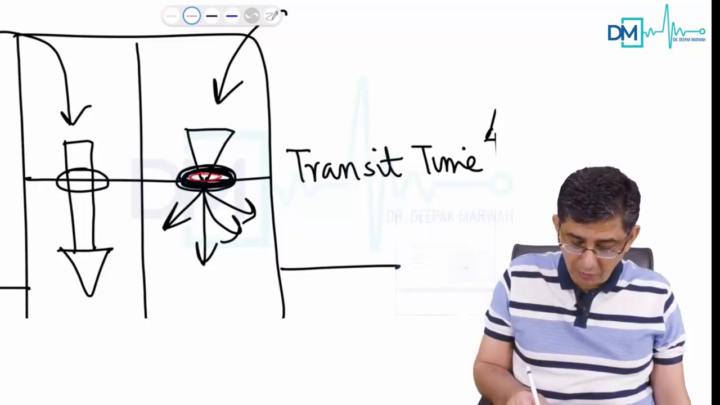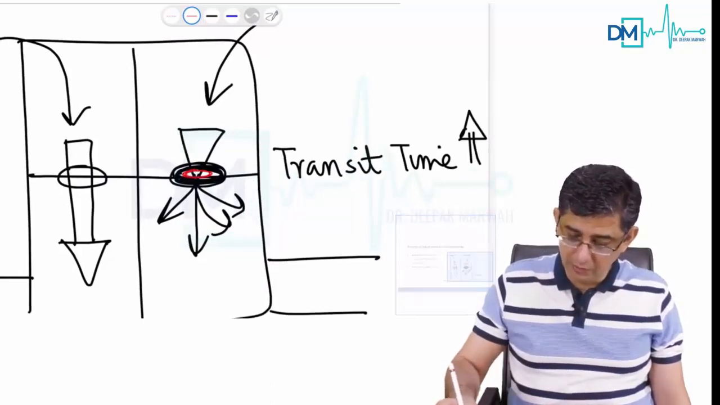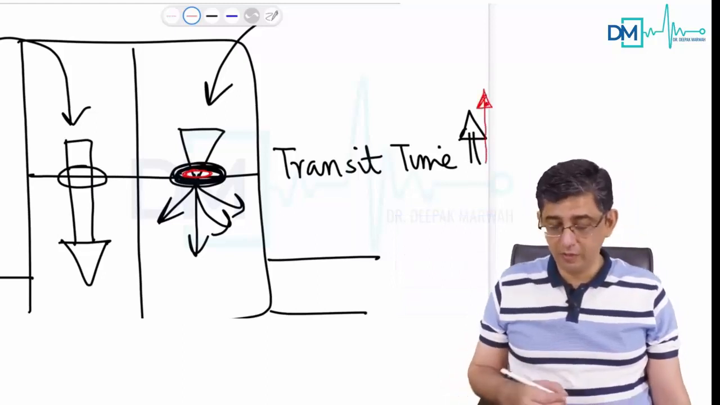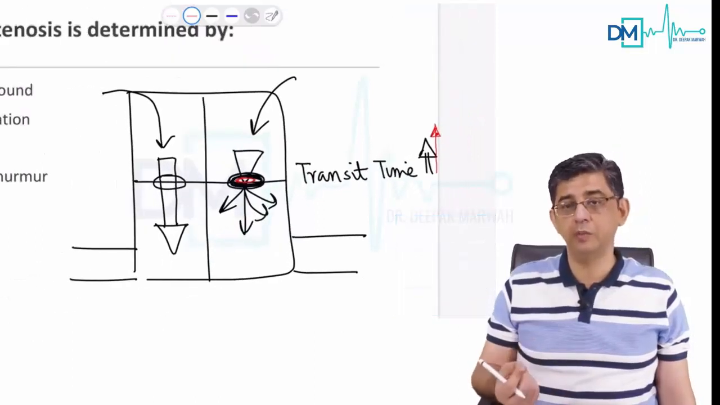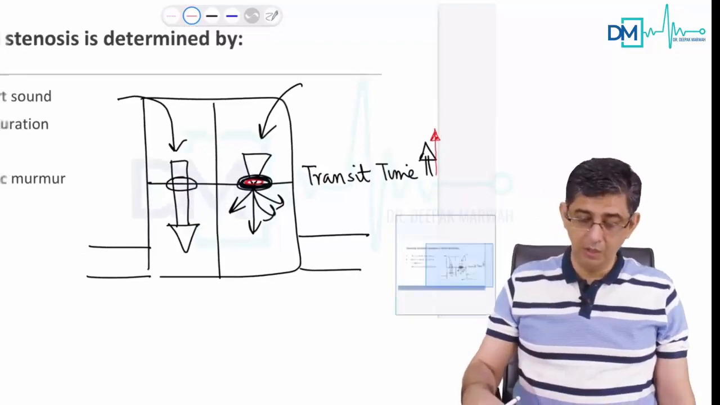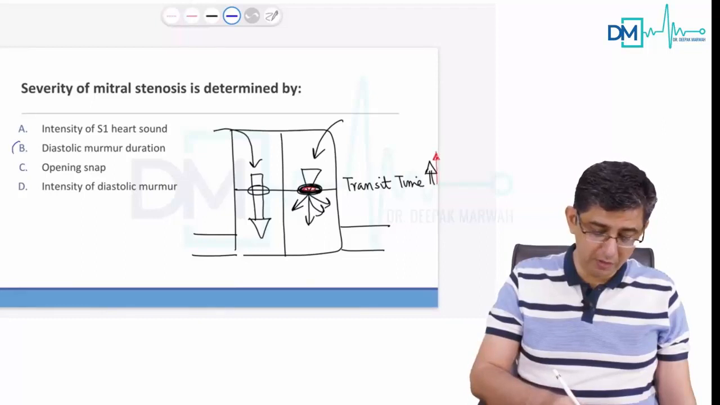If I say this opening will become even smaller, the time required to go from the patient's LA to LV will further be increased, and therefore I can say the severity is directly related to the duration of the murmur, because the smaller the hole, the more time required for the blood to go. Remember, severity of mitral stenosis is best determined by diastolic murmur duration.